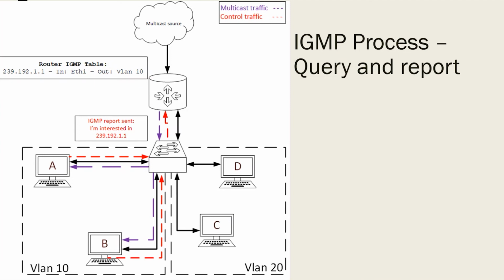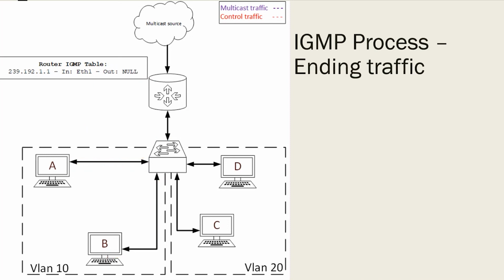Now, in the situation where no one sends back a report, a timer expires on the router, and we end up with a state like this, where no multicast traffic is flowing through the network, so we're not receiving anything. At this point, if A then wanted to start receiving again, it would have to send a subsequent join and hope that the traffic starts flowing again.